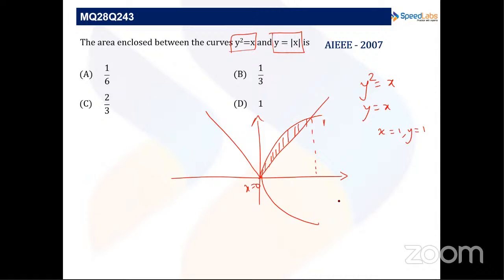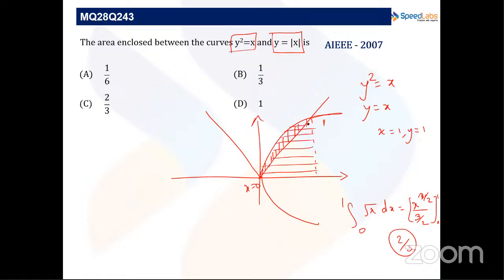So we have to do integration from 0 to 1 for this curve, y, that will be root x dx. So x to the power of 3 by 2 upon 3 by 2 and limit from 0 to 1. So this will be 2 by 3. So 2 by 3 is the total area, and we have to find this area.